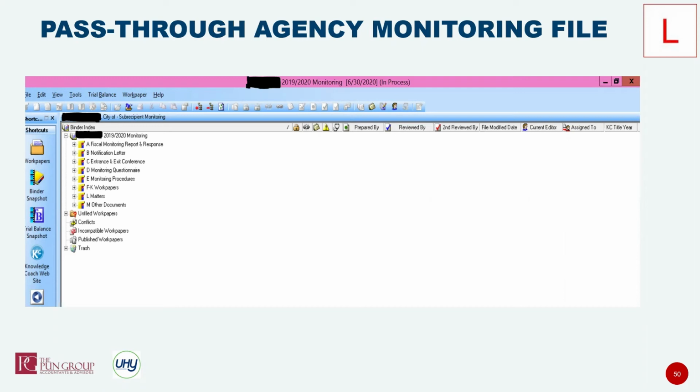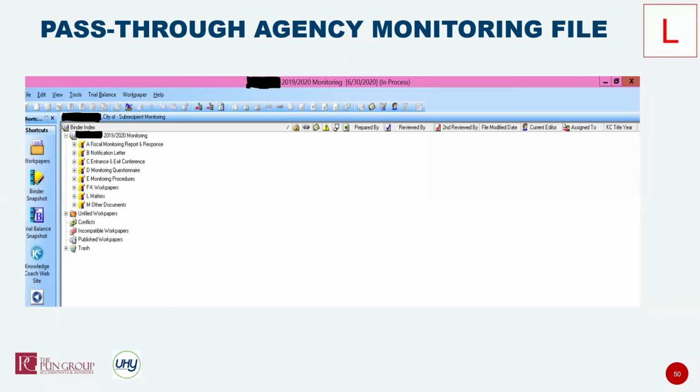We have essentially our fiscal monitoring report and response, which includes the corrective action in section A. Section B is where we include all of our notification letters, where we're compiling our information and sending those out timely in advance of the site monitoring, whether it's a site visit or a desk review. Next is section C, where we're documenting that we've held both an entrance and an exit conference with the subrecipient or vendor to ensure that we've got that documented and who the parties were that attended those meetings and what was discussed. D is our monitoring questionnaire.